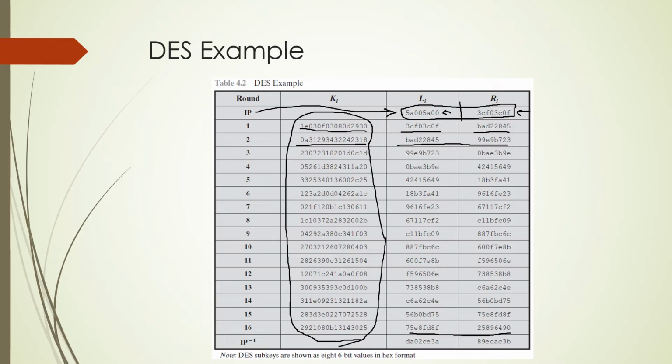After you reach round 16, then you apply the inverse permutation, the inverse of the permutation you did initially. So it's going to be IP inverse, initial permutation inverse, applied on the outcome of the 16th round to create the updated L16 and R16.